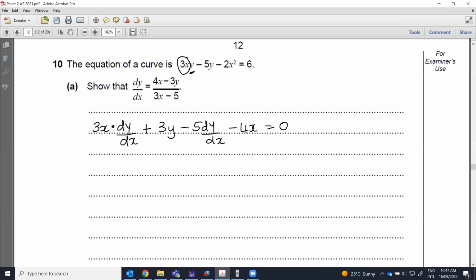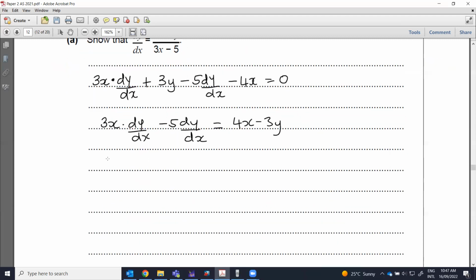Now, when you have this, what you want to do is collect all the terms with dy/dx on the left, the terms without dy/dx on the right. So we have 3x times dy/dx minus 5 dy/dx. This is equal to, this one goes that side, so I have 4x. This one goes that side, I have minus 3y. So on the left, you factorize dy/dx. So you have dy/dx, you factorize it. So you have 3x, you factor it out, and then here you have minus 5. This is 4x minus 3y. And then you divide by this bracket on both sides.